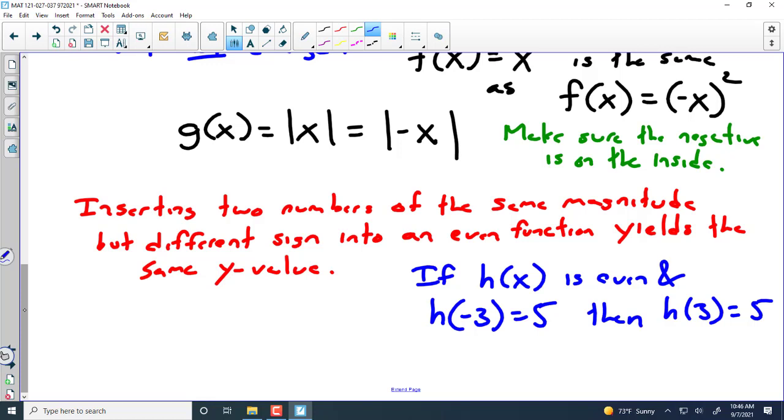And if you don't believe me, just think about the absolute value function or the squaring function. It doesn't matter when you square a number if it's positive or negative. If you square 3 or negative 3, you get the same answer. Does everyone agree with that? If you take the absolute value of 12 or negative 12, you get the same answer. And that's actually going to help us understand even functions more and more. So that's how an even function works.